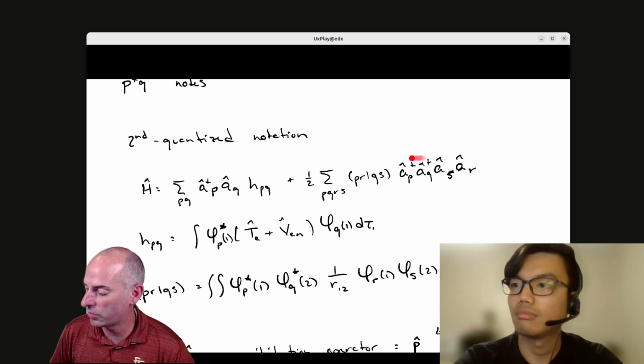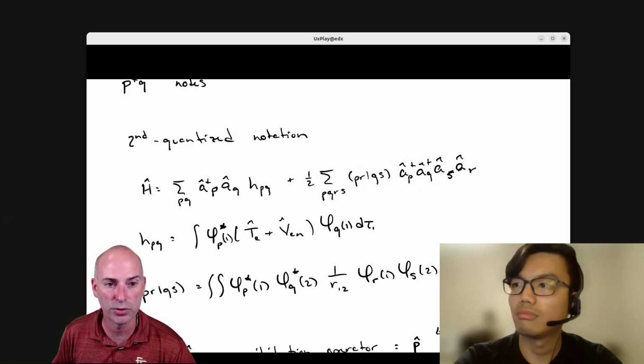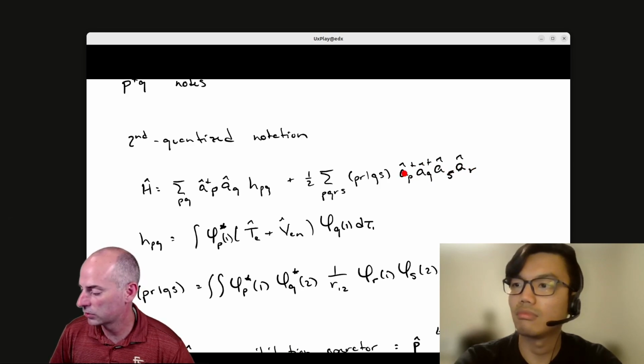And then there's a two electron part that describes like electron-electron repulsion, and then it has four of these operators, so it moves two electrons from orbitals r and s to orbitals p and q.